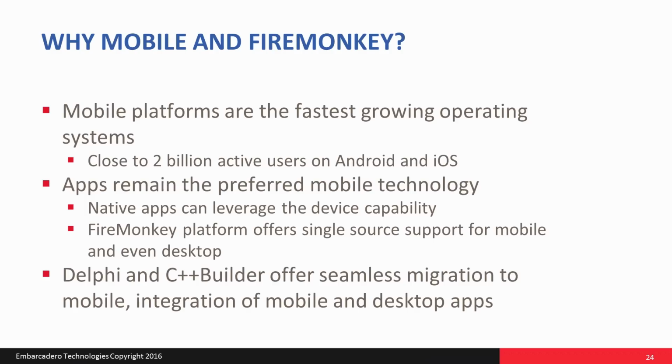So it really makes a lot of sense to focus on developing applications not only for desktop but also for mobile. Apps certainly remain the preferred mobile technology out there today, and with RAD Studio and FireMonkey, you're able to build an application once and then target iOS, Android, Windows, and Mac with that same source code without having to rewrite your application for each of the target platforms. You're also able to leverage built-in device sensors, services, etc. that are available for each of the target devices.